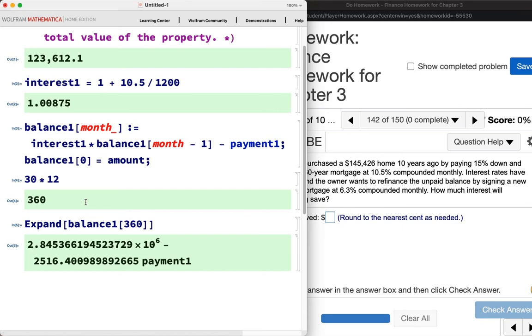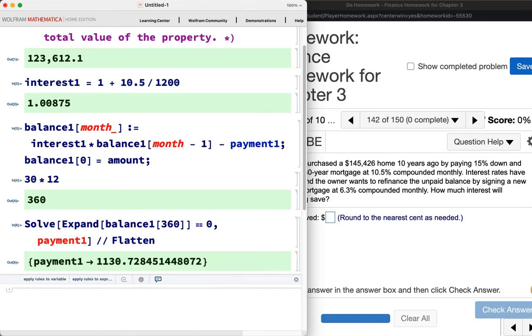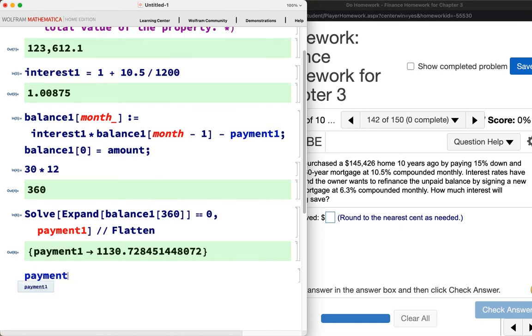Sorry about that. So, how do we figure out what is payment 1? Set this equal to 0, and what is payment 1? We're figuring out what is payment 1. Okay. So payment 1 is $1,130.73. And I'm going to save that in a variable. I'm actually going to store that in payment 1. Payment 1 is equal to how payment 1 is defined on the previous line.